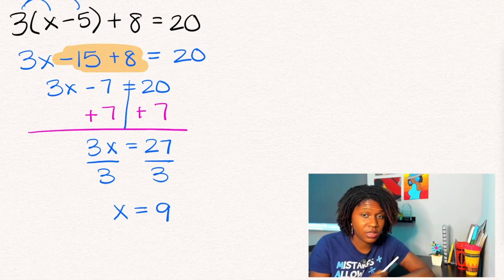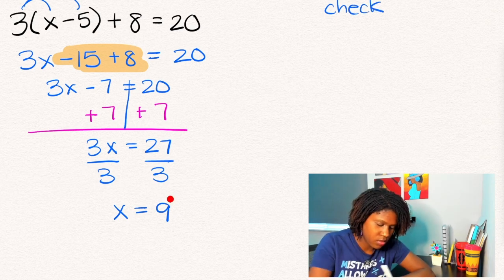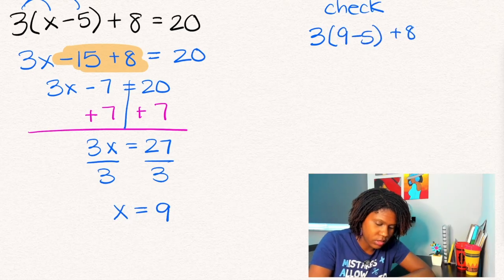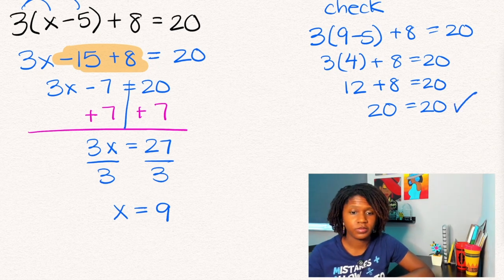Did you get 9? Let's see if we got it right. We will check by plugging it in right here. 3 times 9 minus 5 plus 8 is equal to 20. 9 minus 5 is 4. Bring everything else down. 3 times 4 is 12. 12 plus 8 is 20, and 20 is equal to 20, so we've done it right.